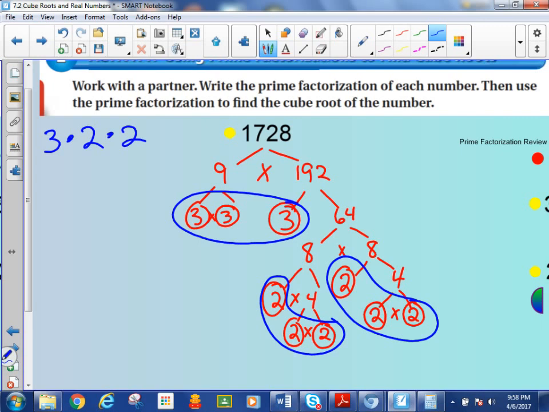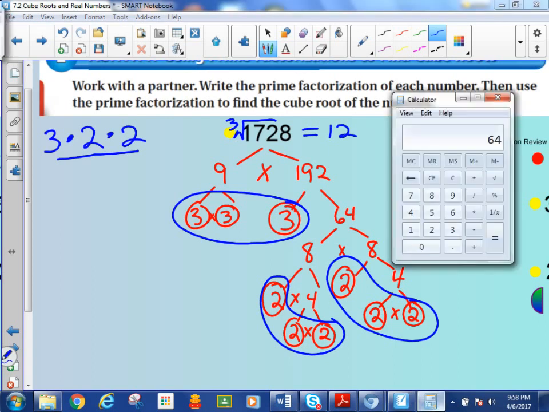So I'm going to go ahead and multiply this out. 3 times 2 is 6. Times 2, 6 times 2 is 12. So my cubed root of 1,728 equals 12. If I want to check myself, I'm going to take my calculator and I'm going to do 12 to the third power.